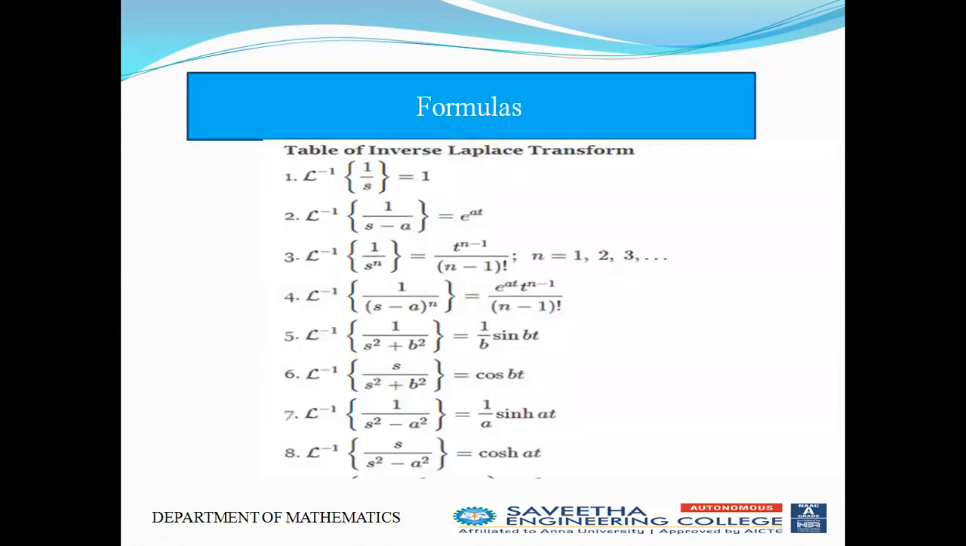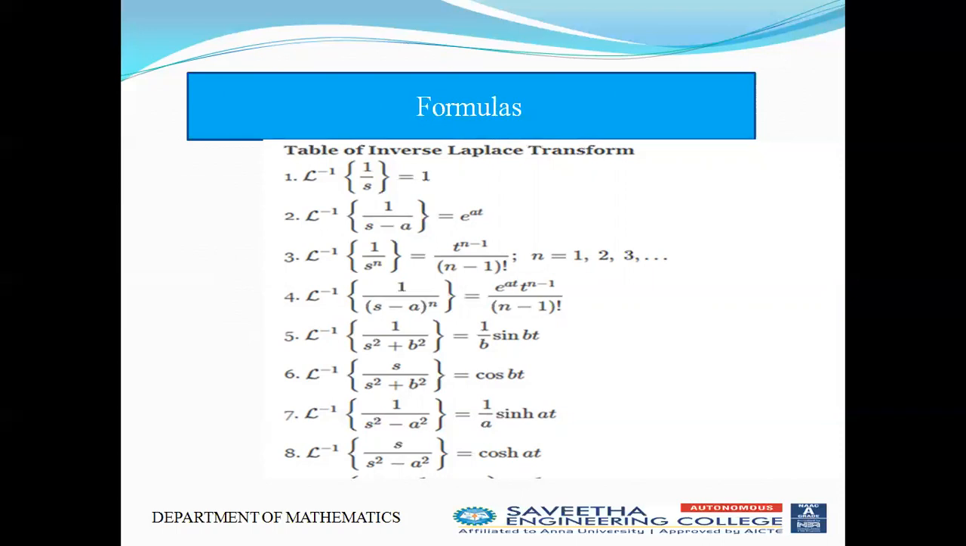Inverse Laplace transform formulas. L inverse of 1 by s is equal to 1. L inverse of 1 by s minus a is equal to e power at. L inverse of 1 by s power n is equal to t power n minus 1 divided by (n minus 1) factorial. L inverse of 1 divided by s square plus b square is equal to 1 by b sin bt.